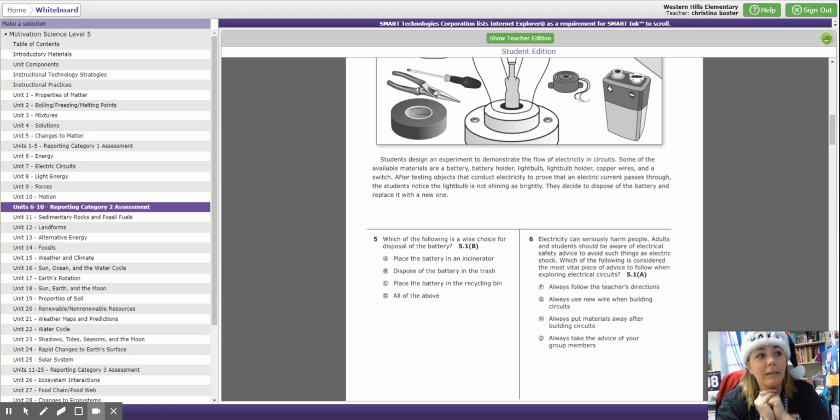Number 6. Electricity can seriously harm people. Adults and students should be aware of electrical safety advice to avoid such things as electric shock. Which of the following is considered the most vital piece of advice to follow when exploring electrical circuits? F. Always follow the teacher's directions. G. Always use new wire when building circuits. H. Always put materials away after building circuits. Or J. Always take the advice of your group members.